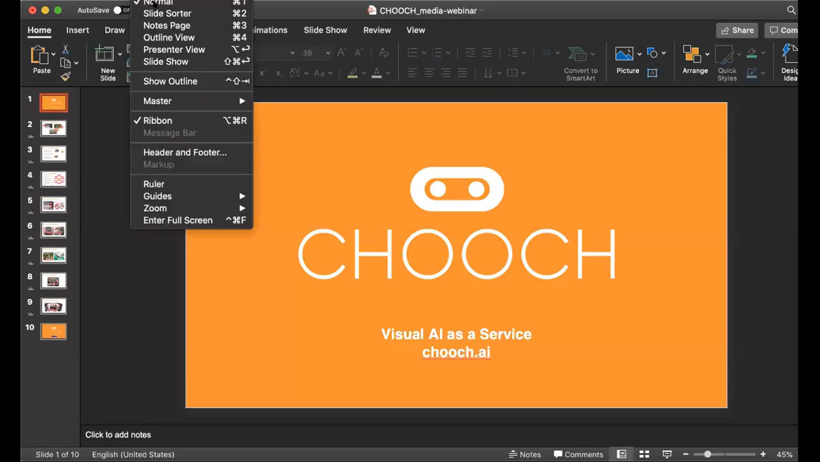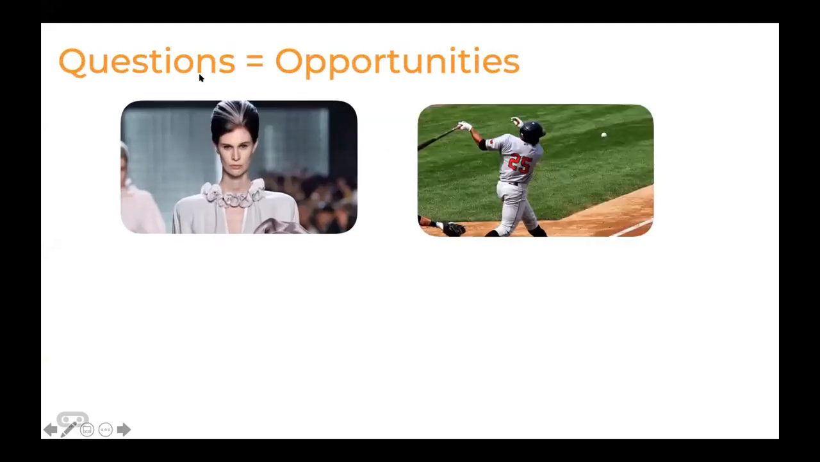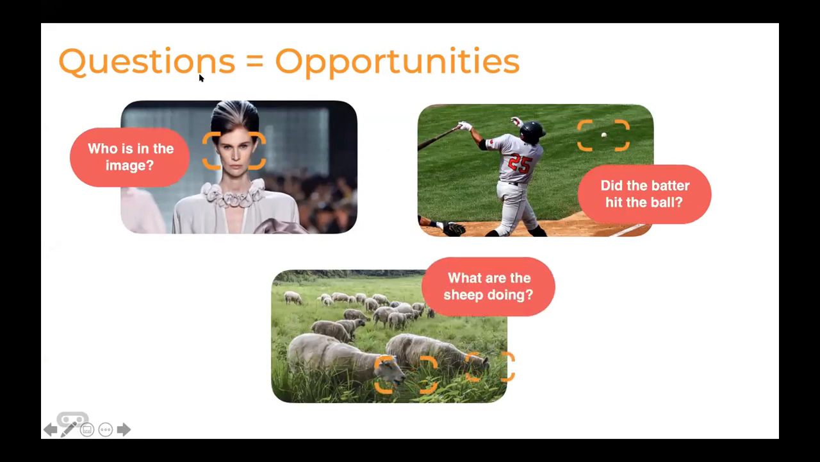Okay, slideshow. So I'm Jeffrey Goldsmith from Chooch. I'm the head of marketing, and Chooch is visual AI as a service, and we're at chooch.ai. We offer a broad range of visual AI services, and for the media industry, we essentially answer the question of who is this, what happened here, and what's happening in this scene. We can tag actions and faces and objects, a whole host of different models. We have over 100 different models that we apply in various scenarios.